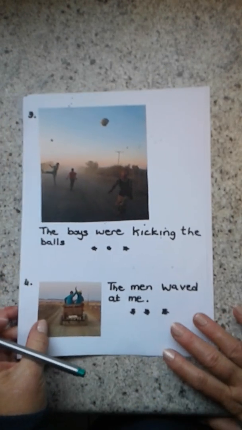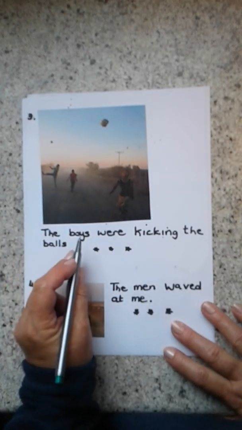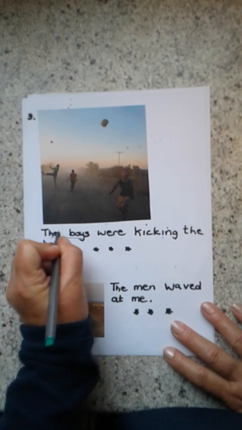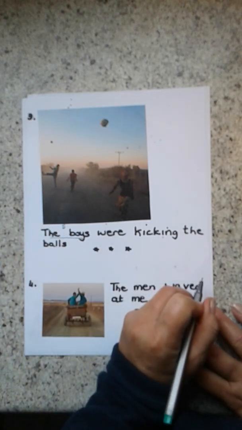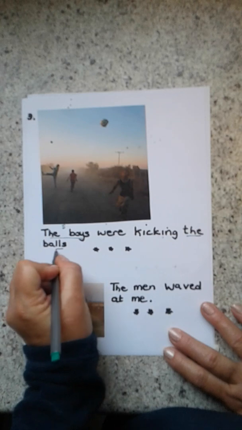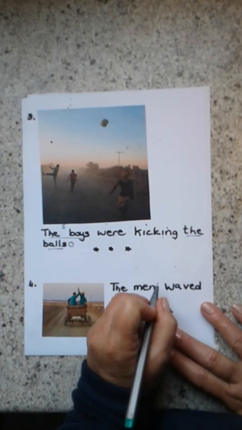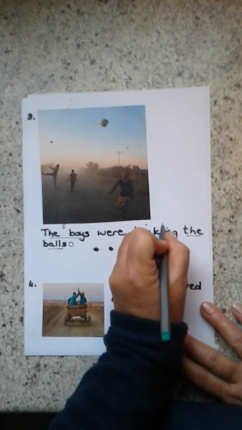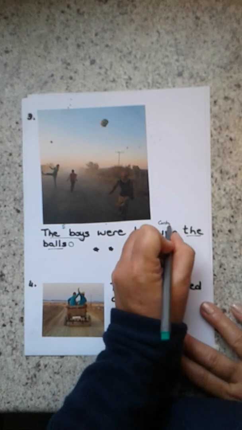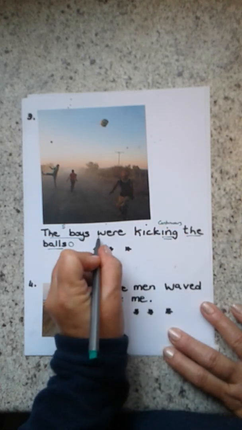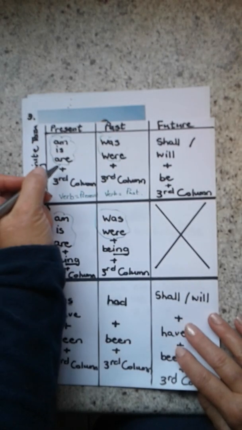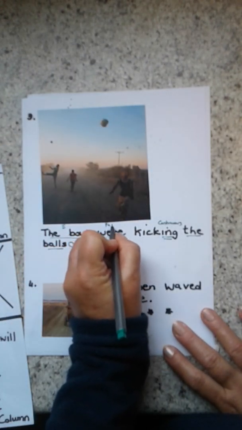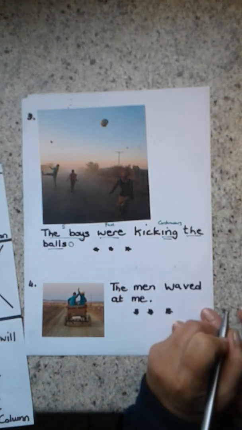Let's have a look at this one. The boys were kicking the balls. Who's doing it? The boys. They are my subjects. What are they doing? They are kicking. The balls is my object. And what are they doing? They are kicking. The ing tells me immediately it's going on, so it must be continuous. And the word every day, it is am, is, and are. Was and were is in the past. So I have now established that it is in the past continuous.